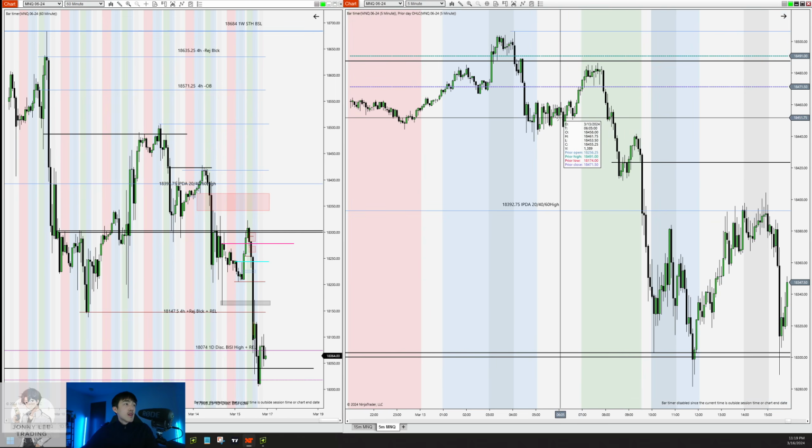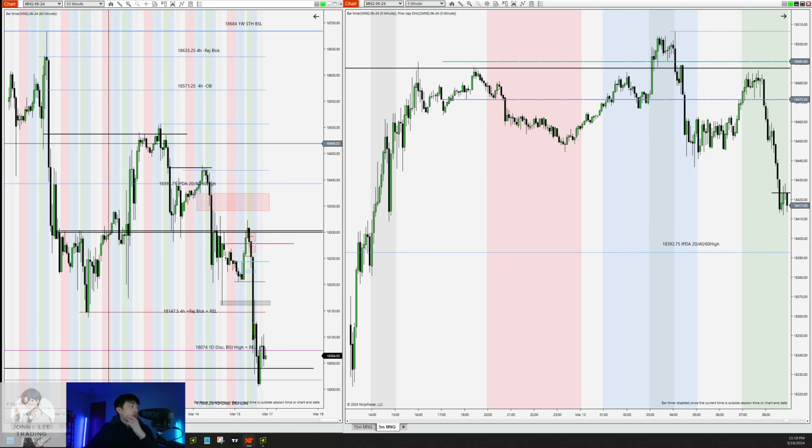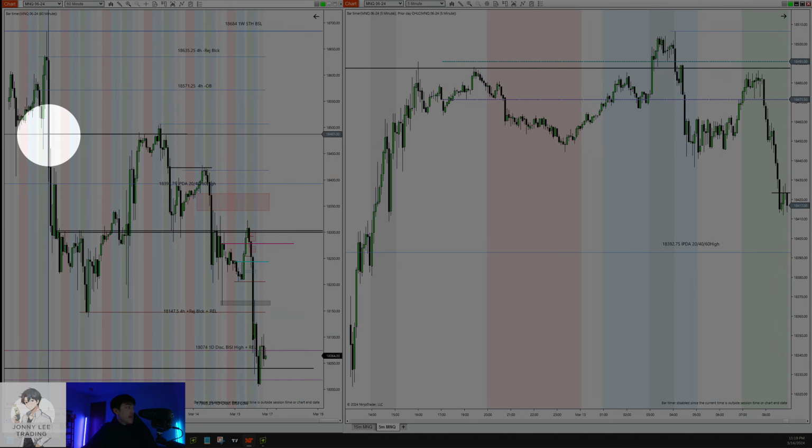And let's take a look at this. So this black line here correlates to this black line here. This is a bearish order block. It created what? A fair value gap right here, right? This is price action model 12.